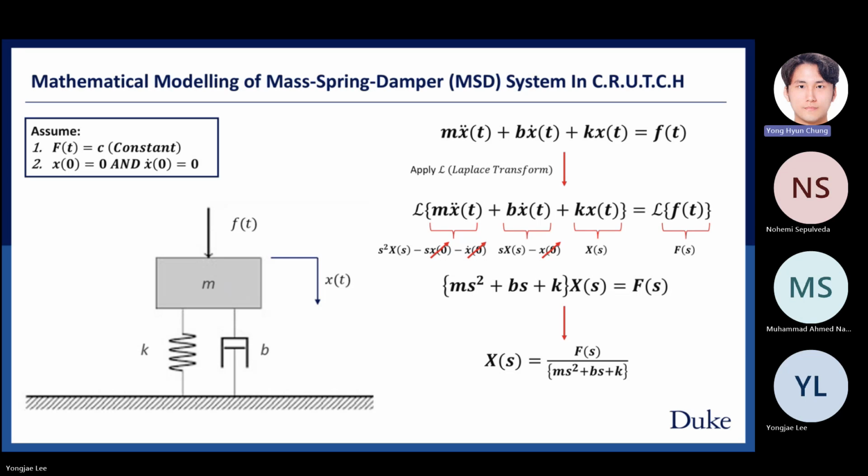We used a mathematical approach to model the mass spring damper system. This equation represents the dynamics, factoring in mass, damping, and stiffness. Applying Laplace transforms, we solved for displacement as a function of time under various force inputs.